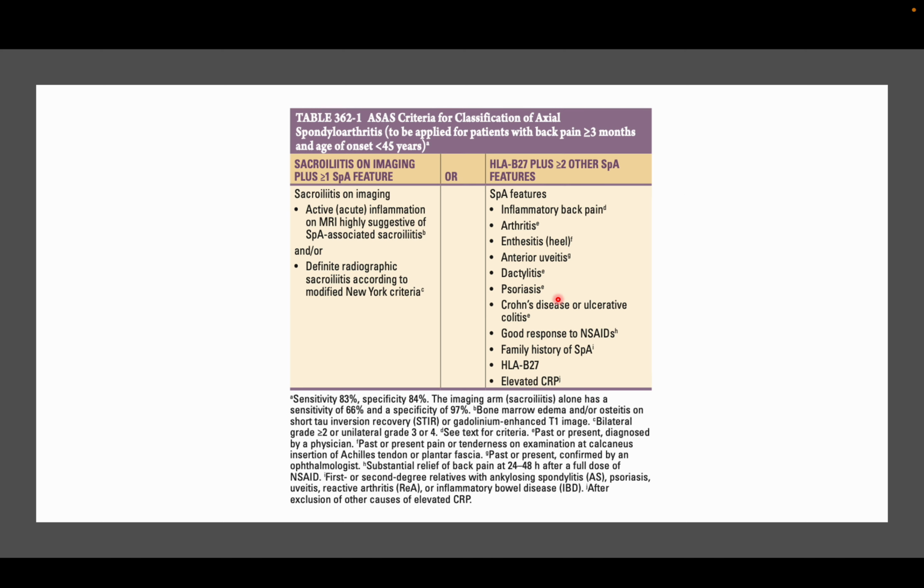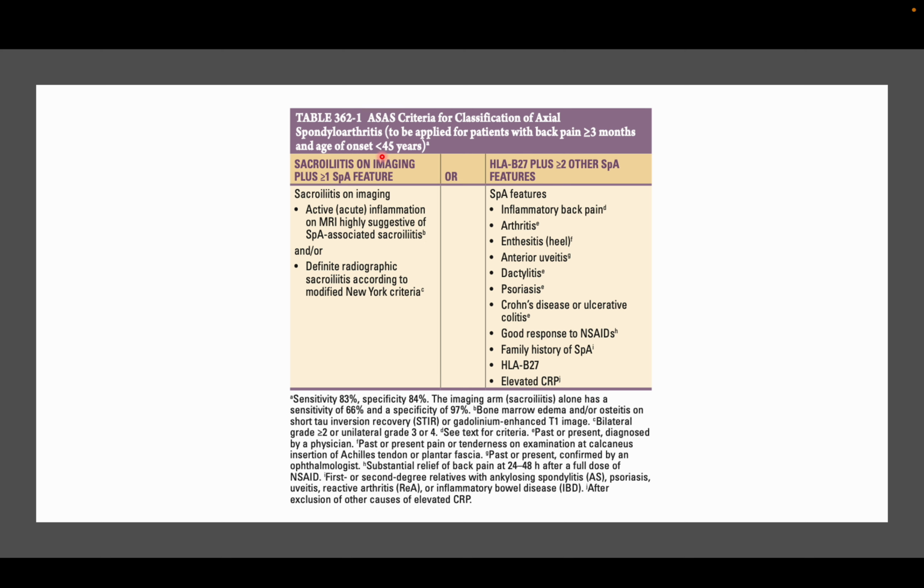So this is the defining criteria. If there is sacroiliitis on imaging, the classical SPA features are there. These are all the SPA features: inflammatory back pain, arthritis, enthesitis where tendons insert on the bone, anterior uveitis, dactylitis, psoriasis, Crohn's disease, colitis, good response to NSAIDs after 3 to 4 days, where the joint pains are resolved, family history of SPA, HLA-B27, and elevated CRP. These are all the SPA features.